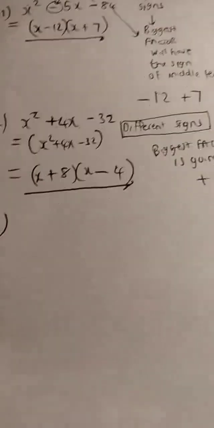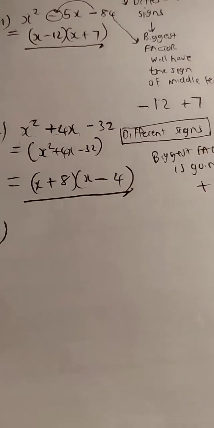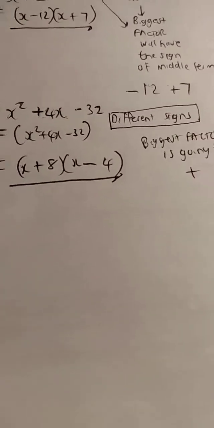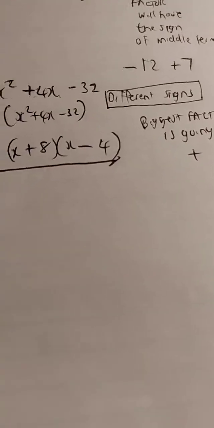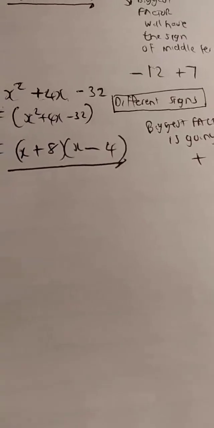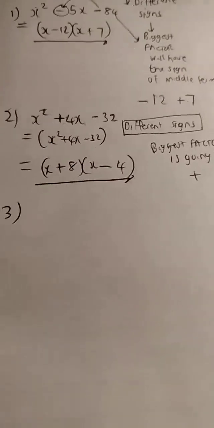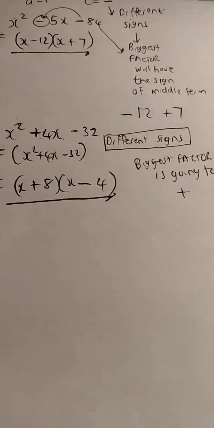Hopefully you are clear. You need to think of factors of 32. There's 32 and 1, which won't work. 16 and 2, which will also not work. 4 and 8, they work perfectly. They are the relevant factors that we would then include here.